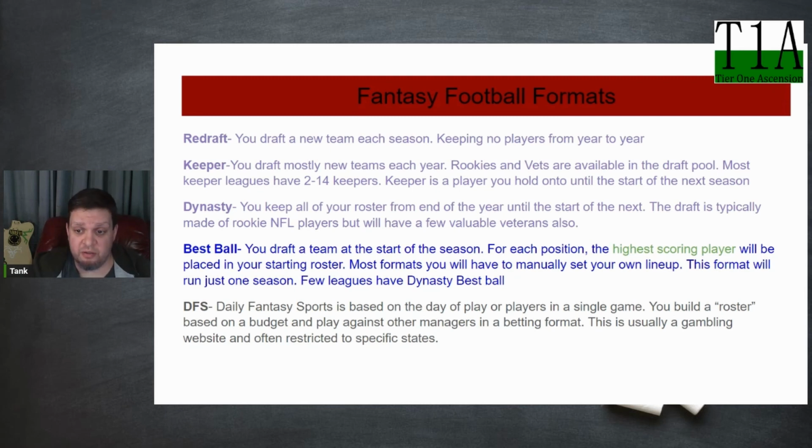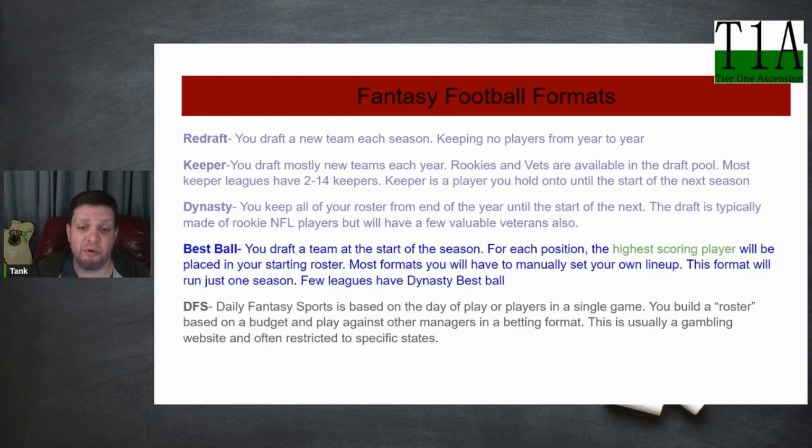There's best ball, where you draft a team at the start of a season. There are some dynasty best ball, but a lot of best ball is redraft best ball. For each position, the highest scoring player will be placed in your starting roster. You don't have to do anything. You draft at the beginning of the year. If your team does well, you collect money at the end of the year.